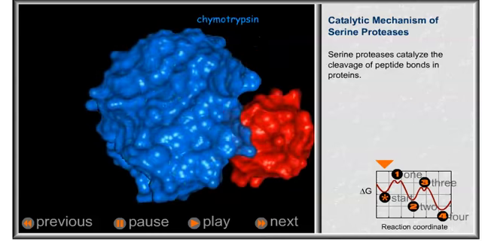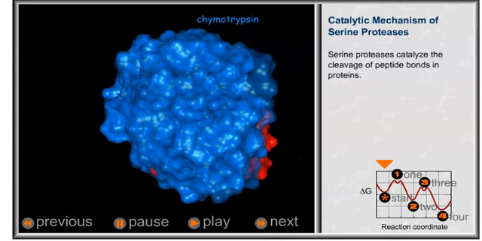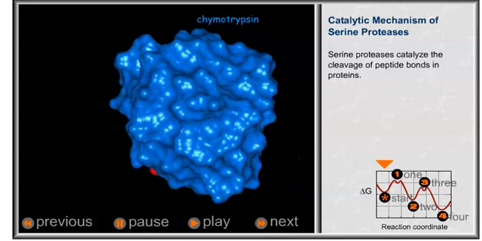Chymotrypsin's active site is tailored to accommodate amino acid residues with bulky side chains such as phenylalanine residues, as we shall soon see in the red protein. Let's take a closer look at the active site.